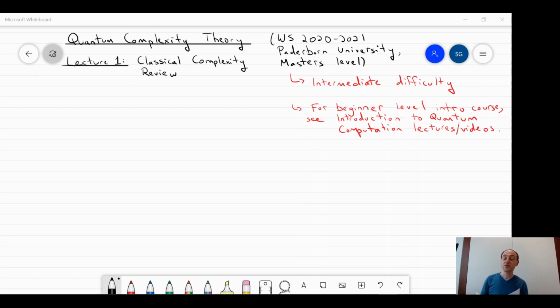Okay guys, welcome to Quantum Complexity Theory. This is a master's level course at Paderborn University for the winter semester 2020-2021.